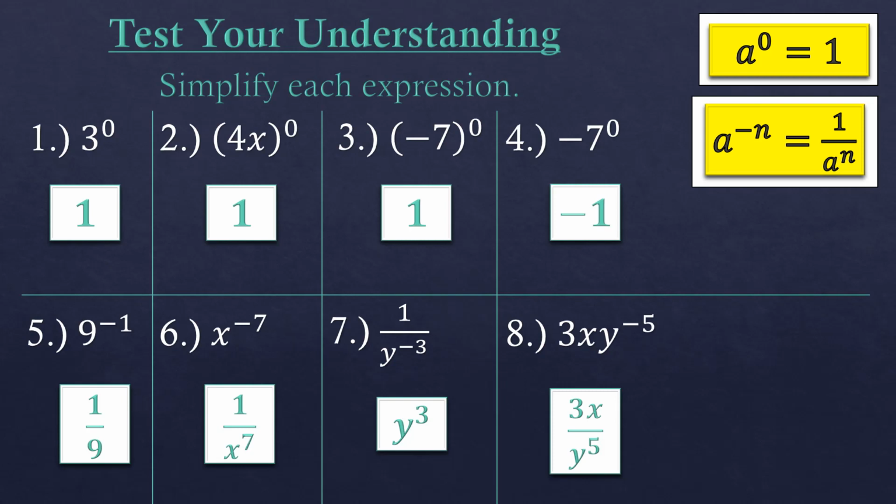If you struggled with this problem, think of it this way. The 3 was being raised to a 1st power, the x was being raised to the 1st power, and y was being raised to the -5th power. This concludes our video on exponential rules for 0 and negative exponents.